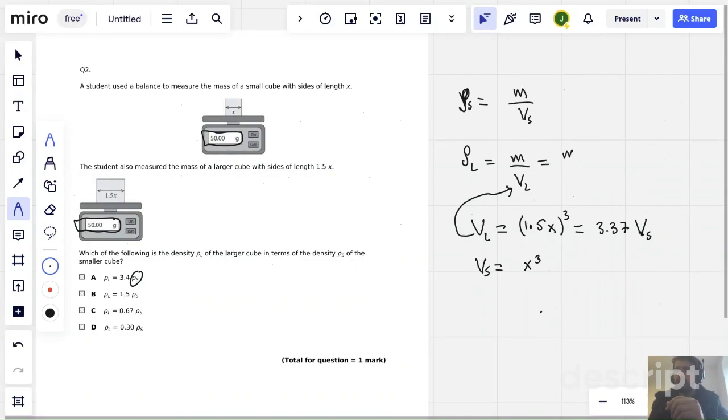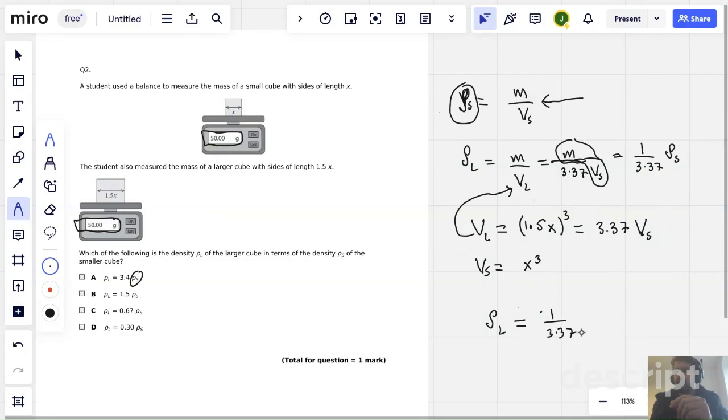So we'll have m divided by the volume of the large cube, which is 3.37 times the volume of the smaller cube. Now again, we will do this substitution: mass divided by volume of the small cube, as you can see from this equation, is just the density of the small cube. So we will have 1 divided by 3.37, and this mass divided by volume of the small cube, for which I will just write density of the small cube. You see, now you have an equation. Density of the large cube will be 1 divided by 3.37 times density of the small cube. And if you calculate 1 divided by 3.37, you will see that it's 0.3. So D is the right option.